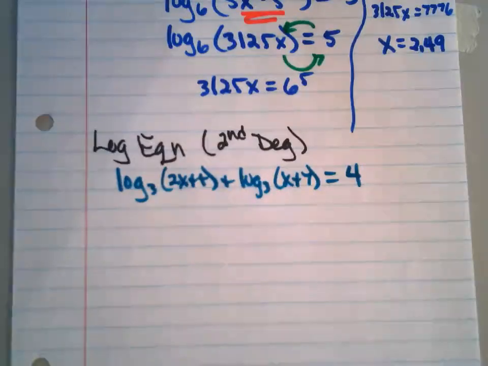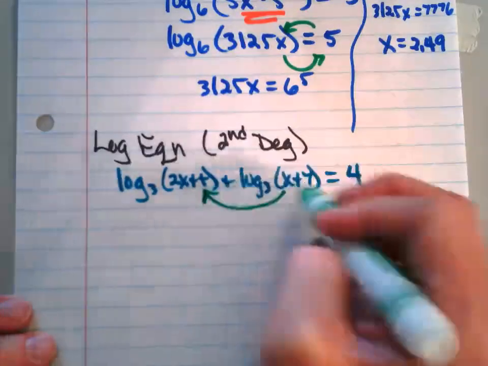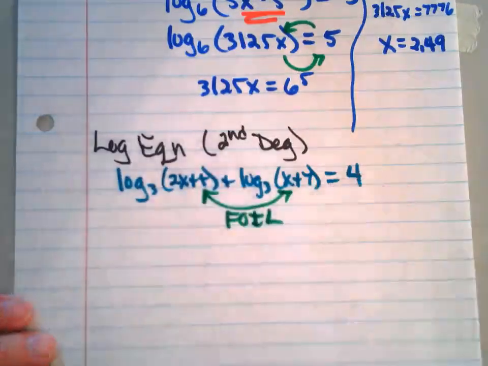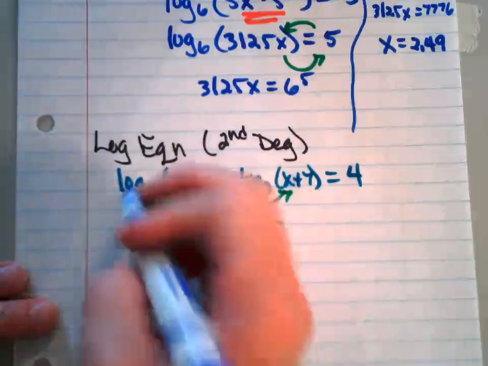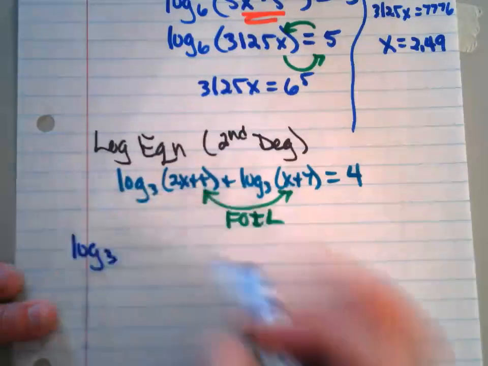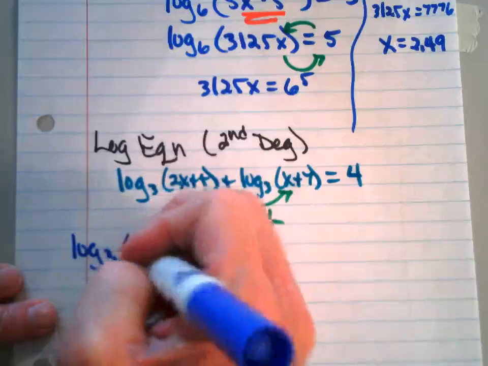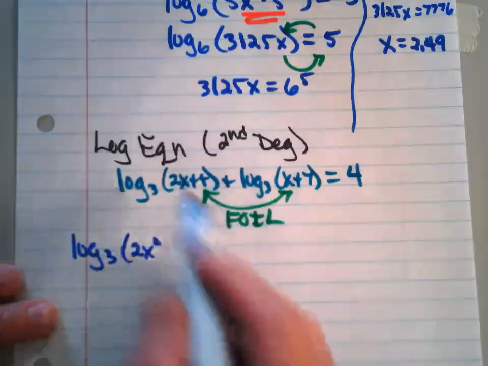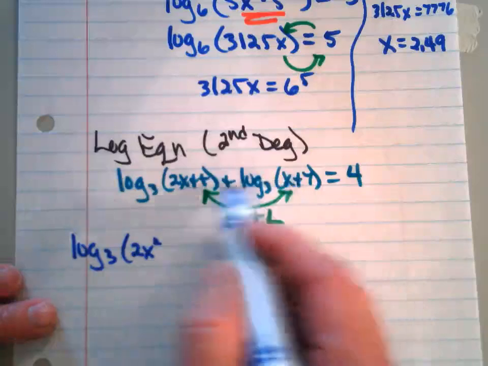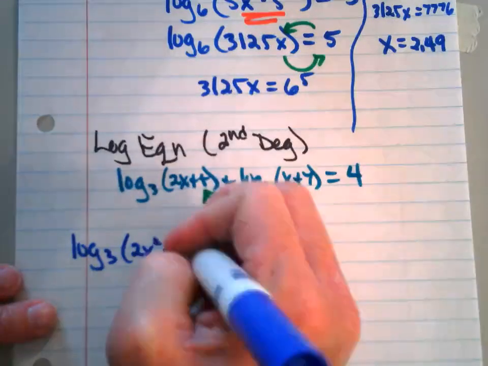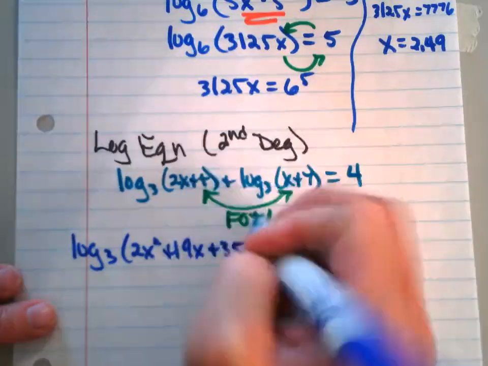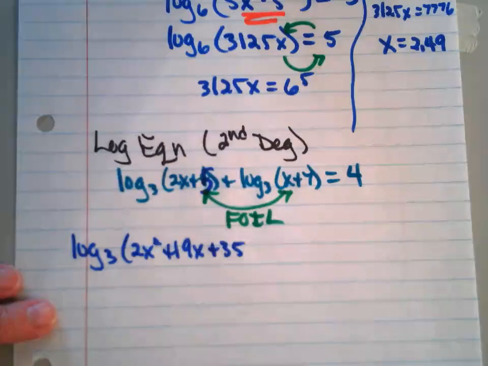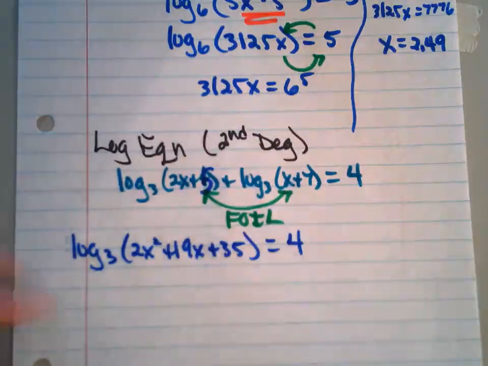All right, got to do a little condensing. Here, you have to FOIL these out. I'm going to do that foiling, but I'm not going to show you all of the work. So be prepared. Log base 3, 2x times x is 2x squared. 2x times 7 is 14. x times 5 is 5x. That's 19x. And 5 times 7 is 35. By the way, that's a 5. Equals 4.